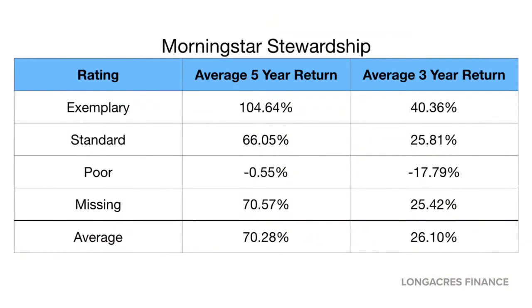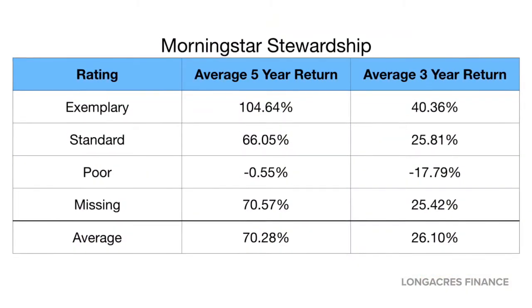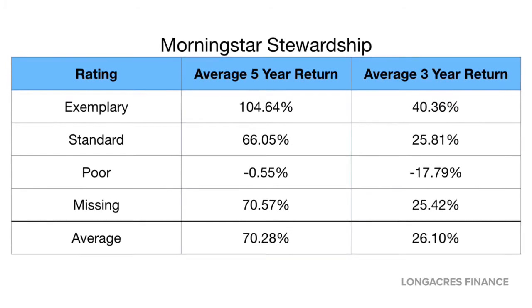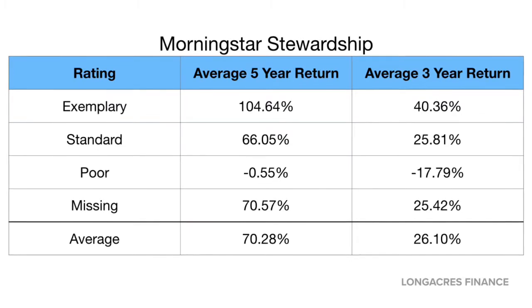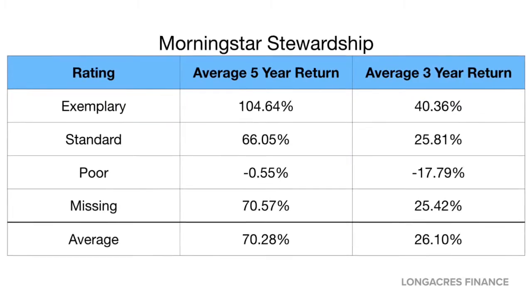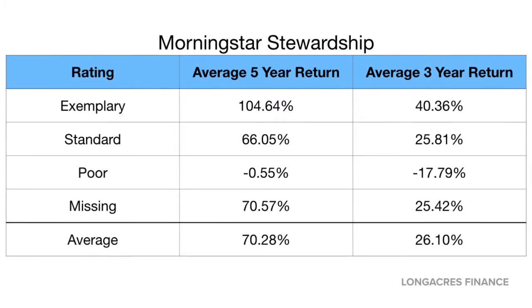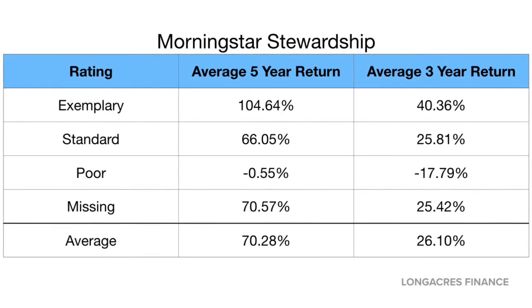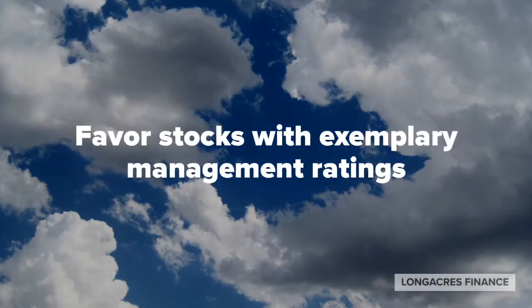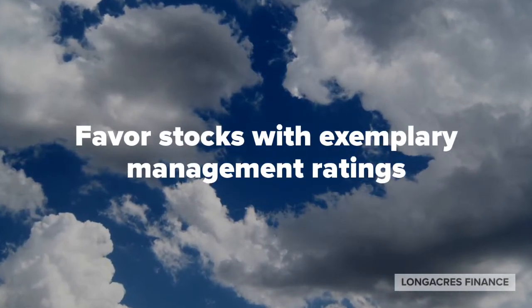As you can see in the table, stocks with exemplary management teams, as rated by Morningstar, on average outperformed the universe average. Stocks with standard management teams, on average, did a little worse than the universe average. Stocks with poor management teams, on average, achieved pretty terrible returns. And stocks that were missing this metric, on average, performed in line with the universe average. Based on this trend, I will want my final screener to favor stocks with exemplary management teams.